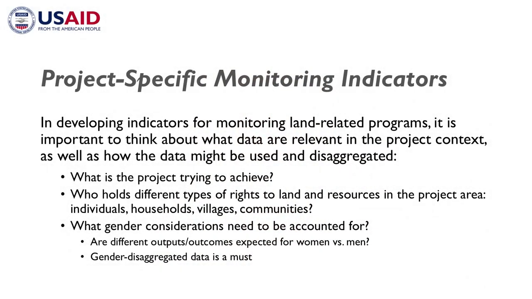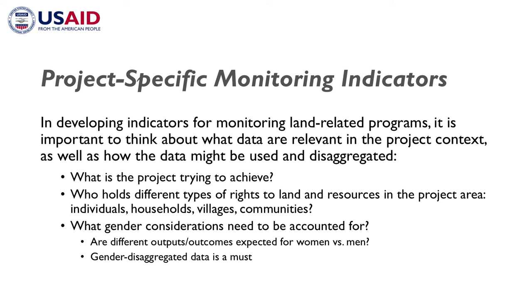So in developing indicators for monitoring land-related programs, we need to think about what data are relevant to the project itself and the project context that we're monitoring, as well as how the data that we collect might be used and also disaggregated. So it's important to understand what the project is trying to achieve, who holds different types of rights to land and resources in the project area. So should we be tracking the rights of communities, or the rights of individuals, the rights of households? And what are the gender and vulnerable groups considerations that we might want to account for?